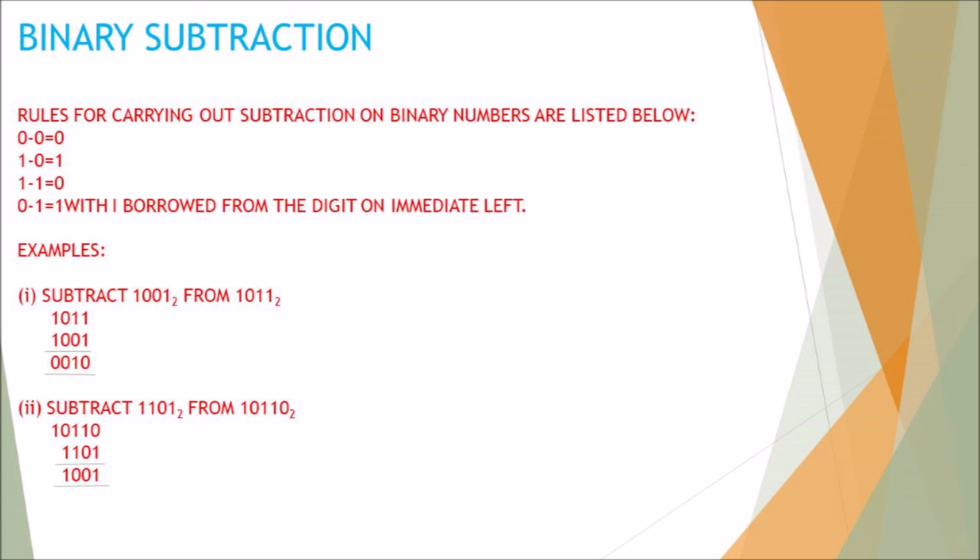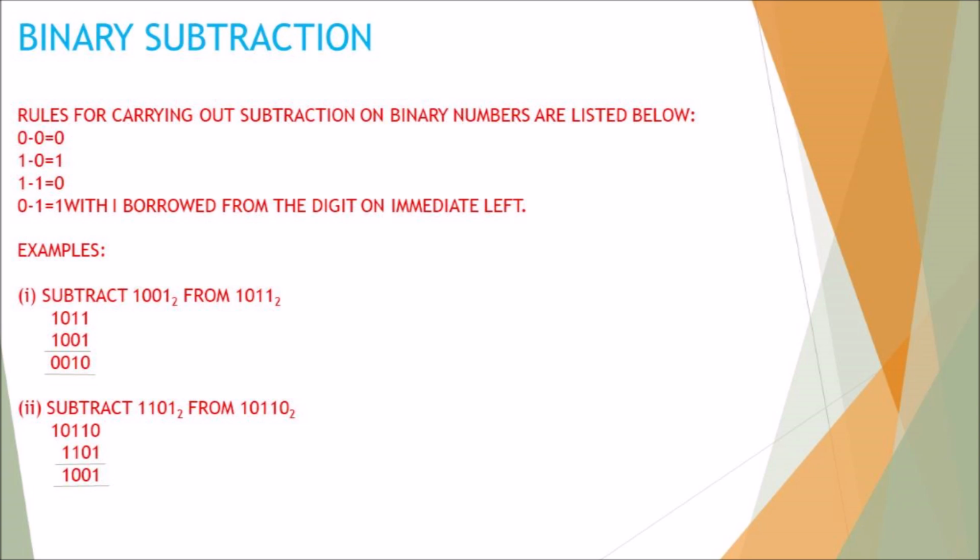And in the fourth rule, you see 0 minus 1. From 0 we cannot subtract 1, but the result is 1. We have to borrow 1 from the previous digit, the immediate left digit. When we borrow the 1 from the immediate left digit, the 0 becomes 10. So 10 minus 1, the result is 1. So that's how we have to subtract 0 minus 1.